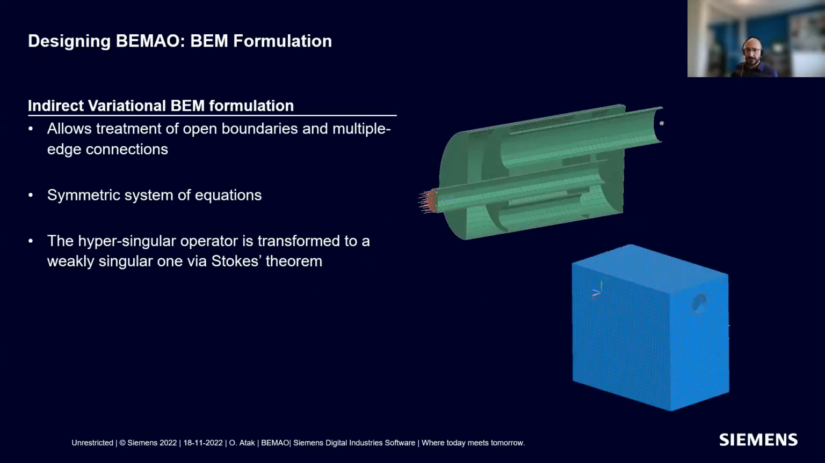Okay, so when we are talking about BEM, there are various formulations of BEM in the literature. Specific to BEMAO, we have opted for what we call an indirect variational BEM formulation. It's a symmetric Galerkin formulation.